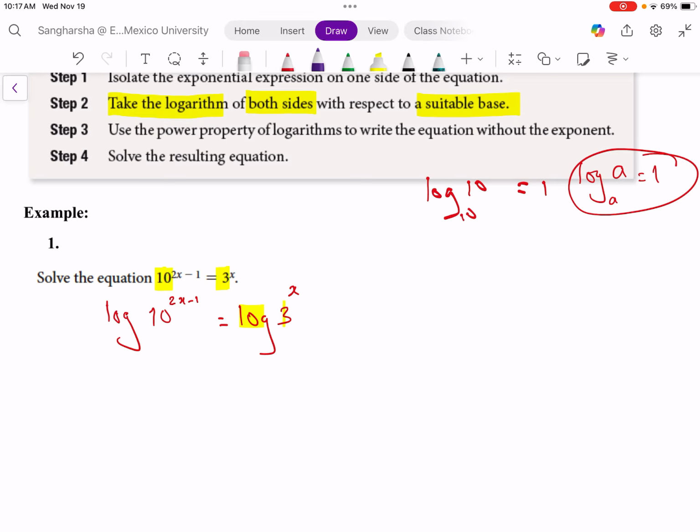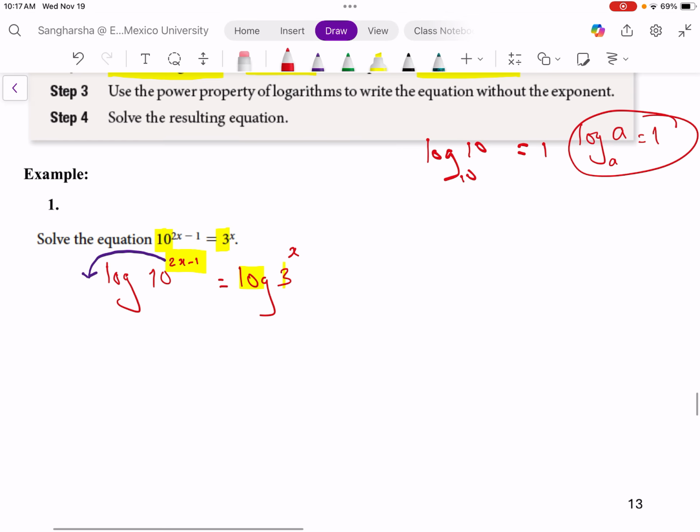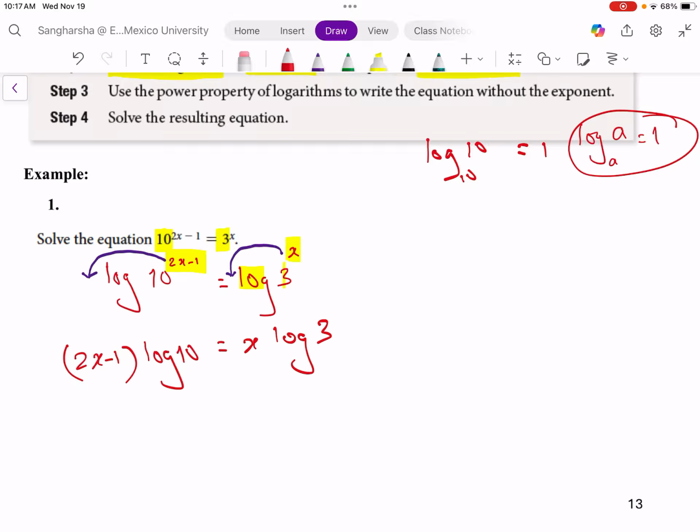Now here we have exponents, right? So what can we do to this exponent? We can write this in front of log, right? So let's use the property of log. So we have 2x minus 1. Make sure to have a parenthesis, 2x minus 1, and log of 10 as it is equals to, in a similar way, we have x as an exponent. We can write that in front of log, and we have x times log of 3.